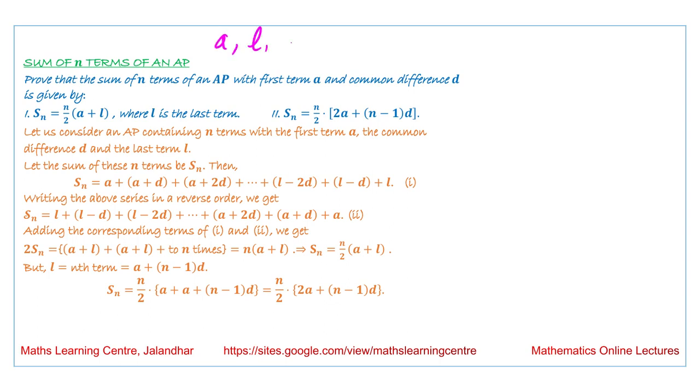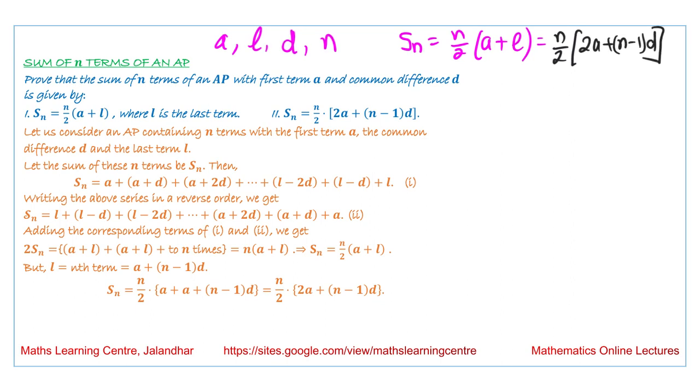last term is L, common difference is D and number of terms is n, then the formula for the sum of n terms is n by 2 into (A plus L), or it is equal to n by 2 into (2A plus (n minus 1) D). We are going to prove these results for the sum of the first n terms.